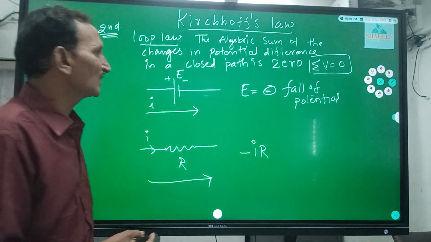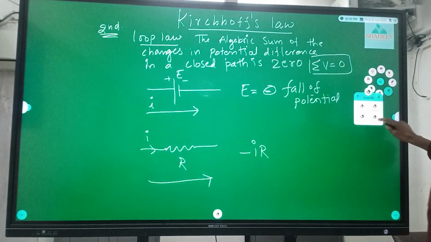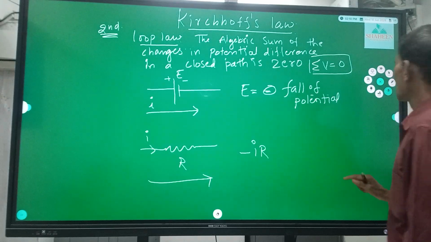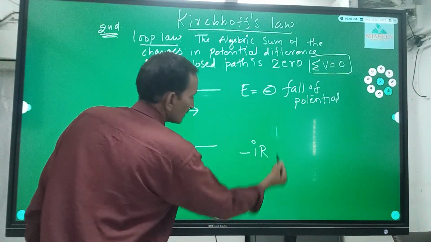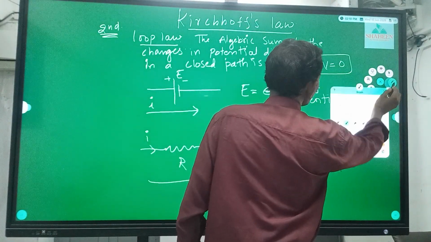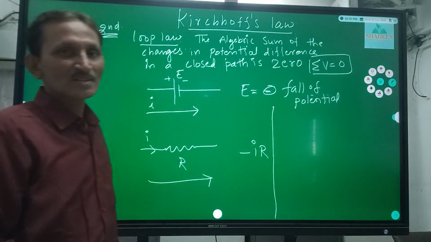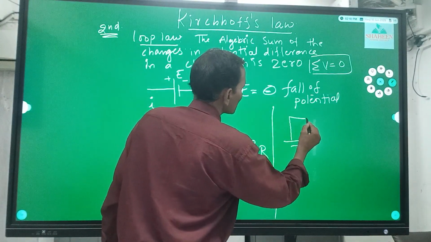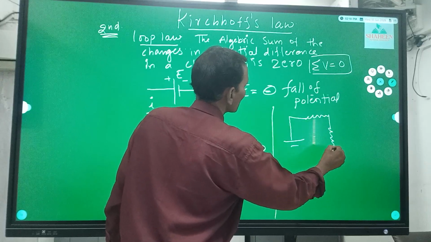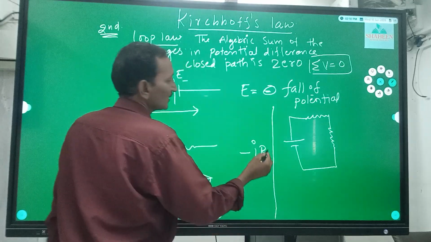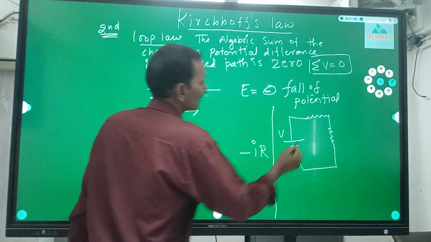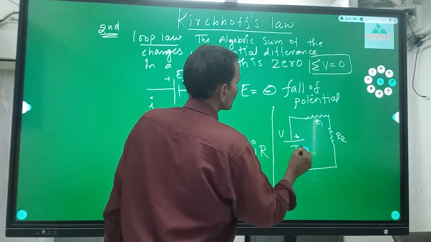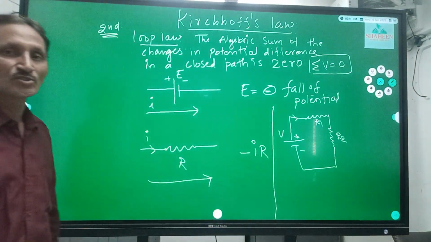Let me take one example here. Now we take a positive sign and a negative sign. Here one resistor is connected, and here another resistor is connected. Here the voltage V is connected, and there is resistance R1 and resistance R2. Now you start moving from positive to negative. Current is going in this direction from positive to negative.